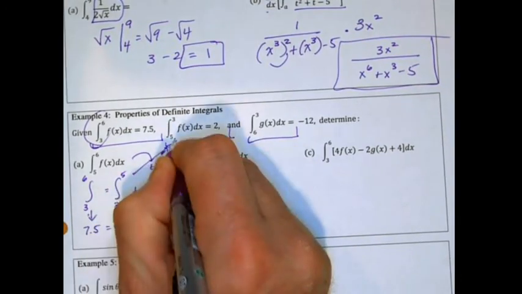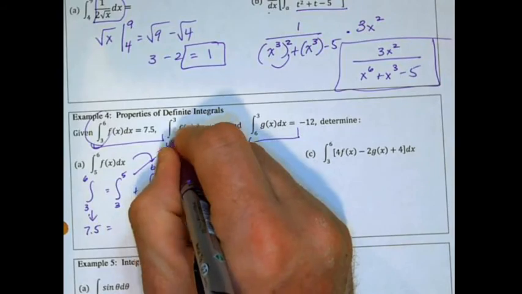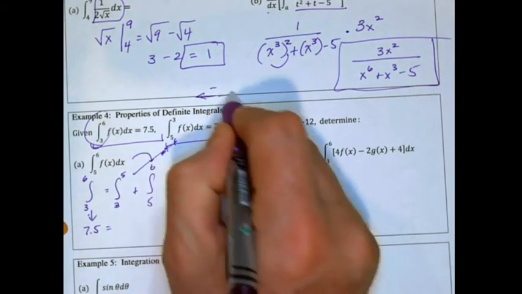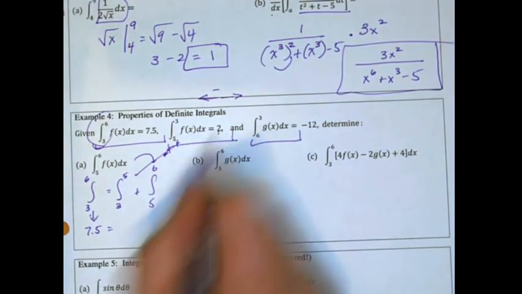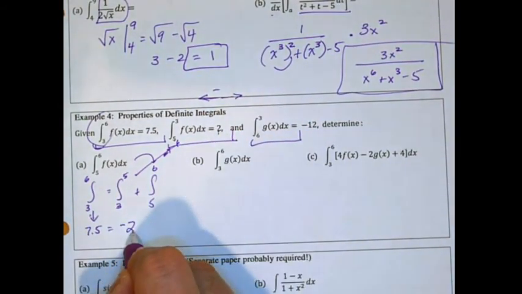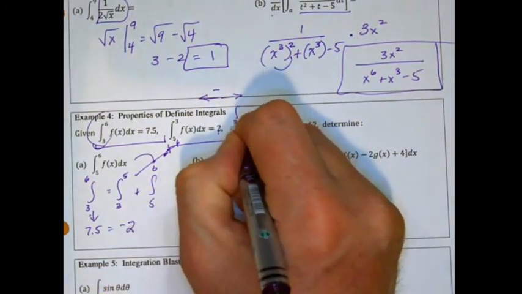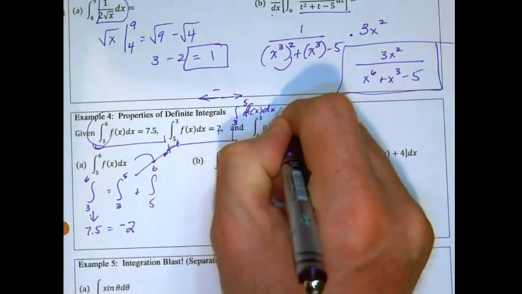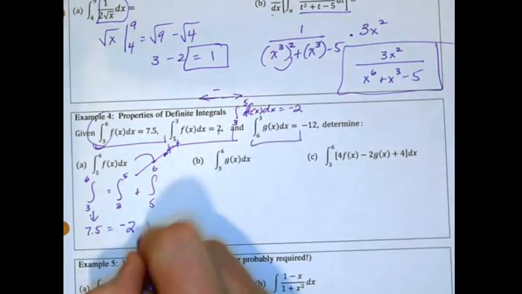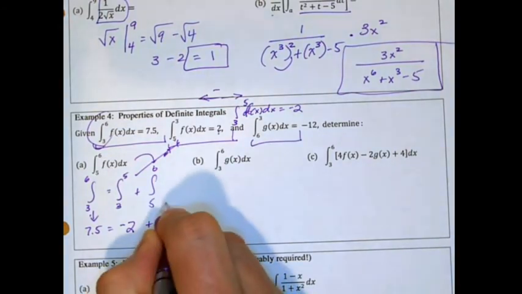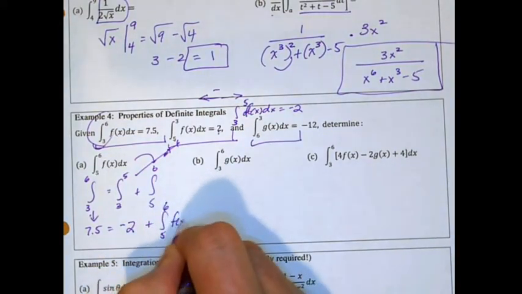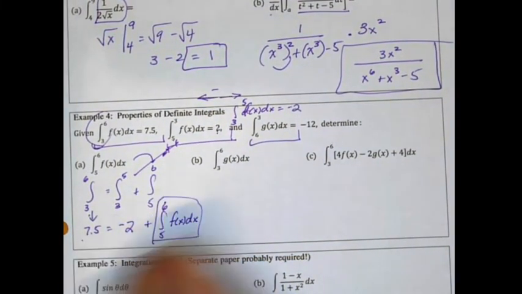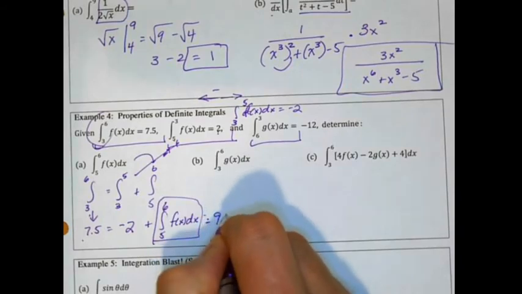This is the flip of this. Now remember, if I go from 5 to 3 and I go backwards, it's negative. If I go forward, it's the opposite. So if I flip this and go from 3 to 5 of f of x dx, then that's going to be the opposite, negative 2. And then we're going to go from 5 to 6 of f of x dx. So this value, if I add 2 to both sides, that's going to give me 9.5.